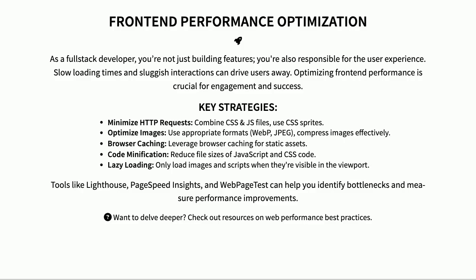We'll start by reducing the number of requests our browser has to make. Think combining CSS and JavaScript files, or using techniques like CSS sprites. Then, it's about optimizing images, making sure they're in the right format and compressed properly. Browser caching is also key, letting browsers store assets so they don't have to download them every time.